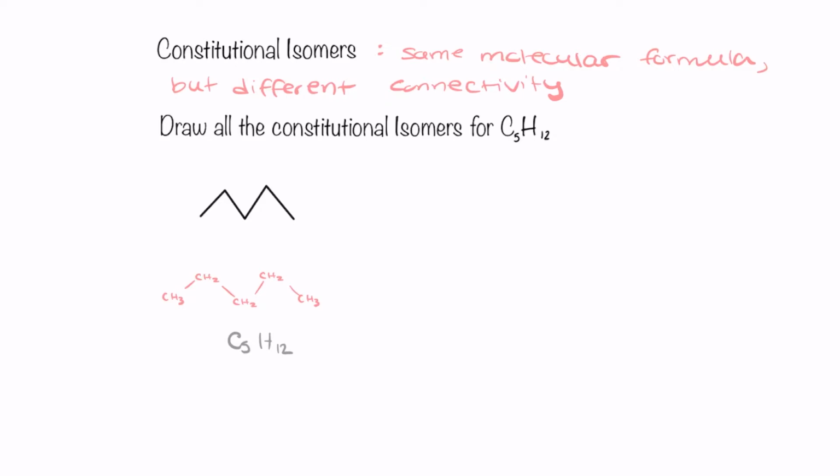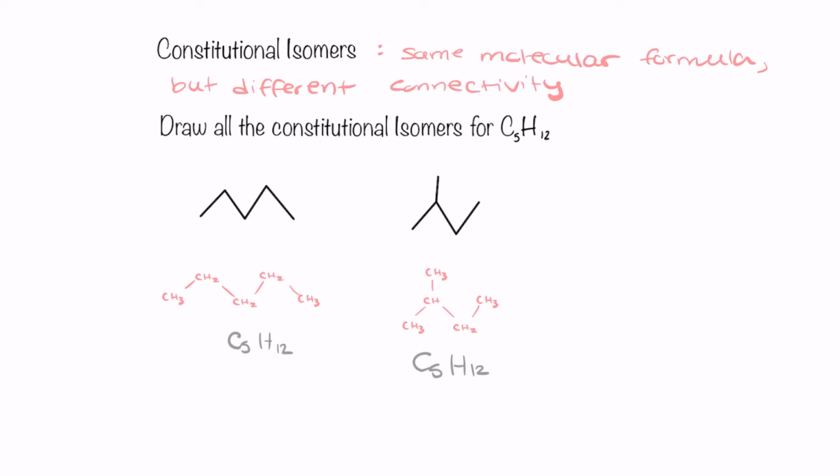Now we have to draw another constitutional isomer for this compound. This time we might draw a 4-carbon chain, and then place a methyl group here. If we do that, we see that we have 5 carbons. And we can draw out the condensed form to see how many hydrogens this structure has. Tallying up all those hydrogens, 3, 4, 5, 6, 7, 8, 9, 10, 11, 12, we have a total of 12 hydrogens here. Our molecular formula is C5H12.